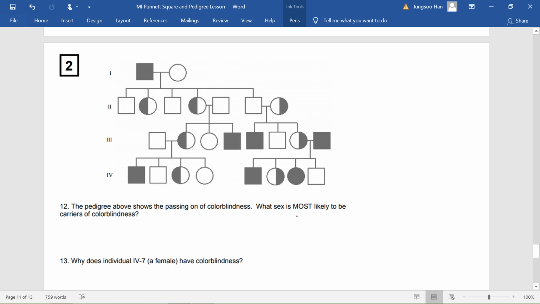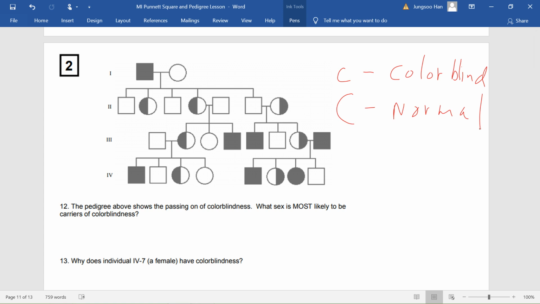The trait, color blindness, has to be a recessive allele, and the dominant allele is the normal allele. Okay, so in this case, let's say that color blindness will be represented by the little c allele. That's color blindness. Big C is normal.